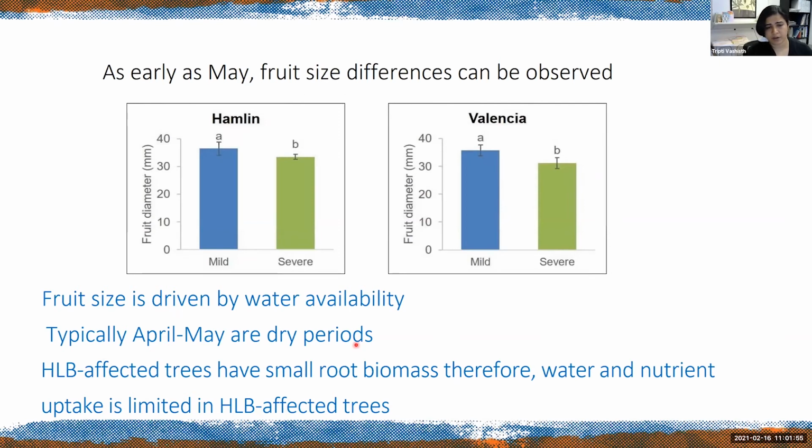So perhaps the water deficit that happens in the early time of the fruit set is sufficient to make severe fruit lag a little bit in fruit size. And we do know HLB affected trees have small root biomass. Severe trees have even smaller root biomass. Evan Johnson's research has shown that up to 70 or 80% root loss can happen in severe trees. So that is something to consider. So this is what we found, how the fruit drop is progressing.